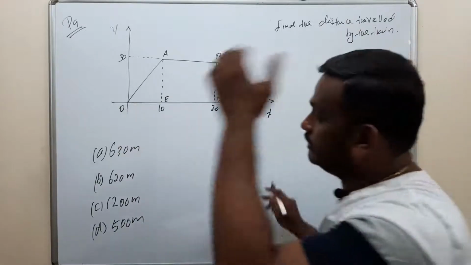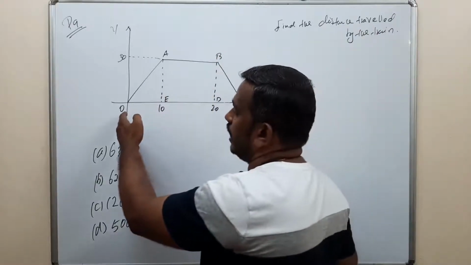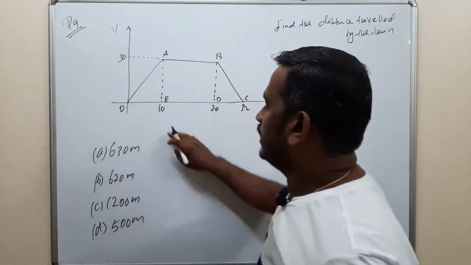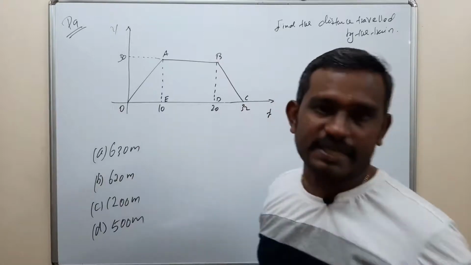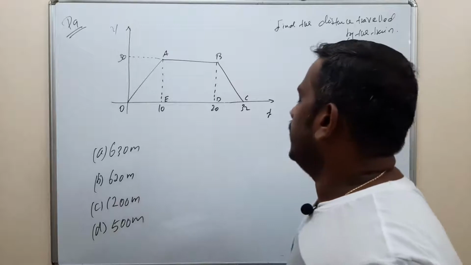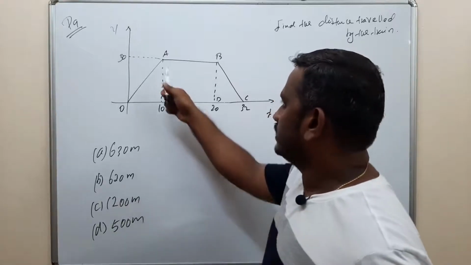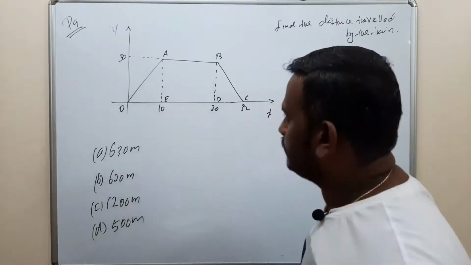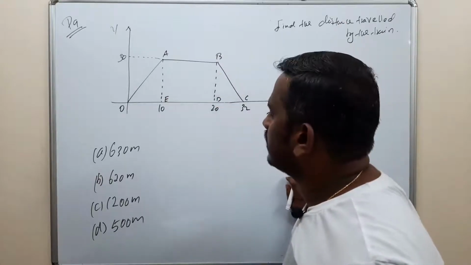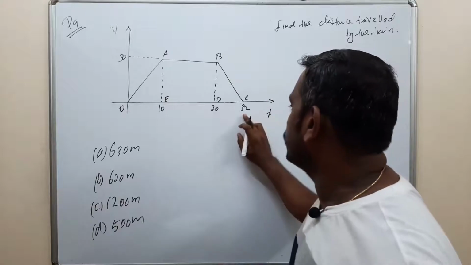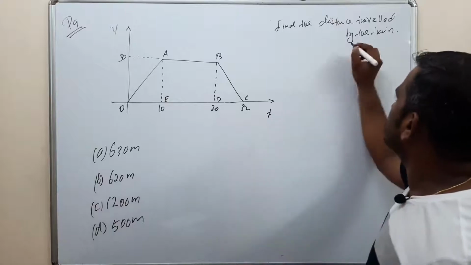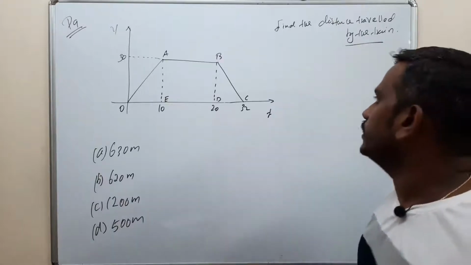Okay, a train starts from rest and it is accelerated through a constant acceleration. At a time t equal to 10 seconds, it reaches a constant velocity, that is 30 meter per second. From 10 to 20 seconds, it runs with the constant velocity, and after that it starts to decelerate, and at the time t equal to 32 seconds, it comes to rest. So we have to find the total distance traveled by the train.